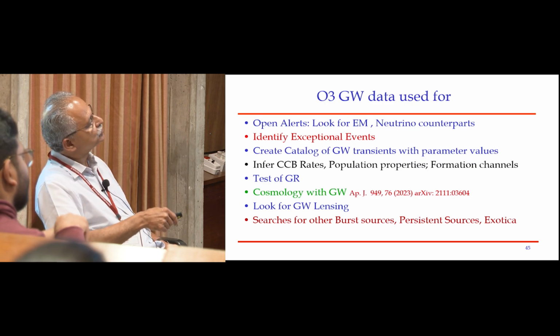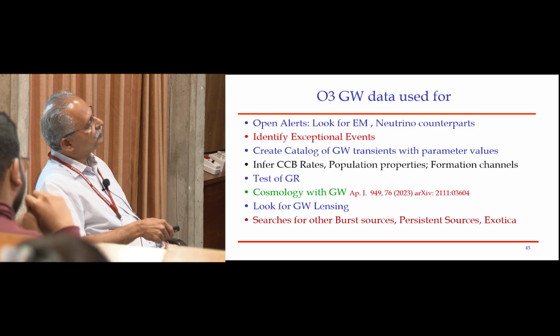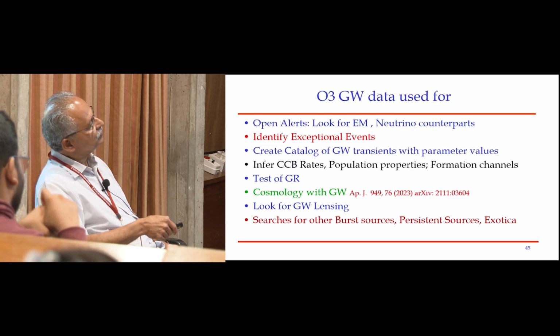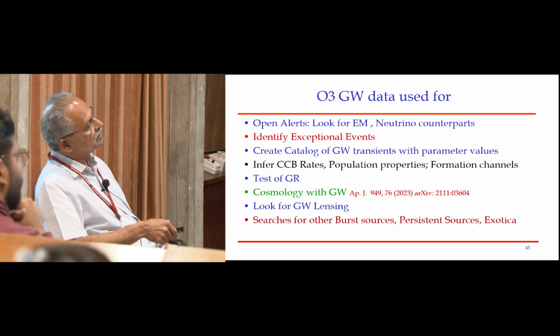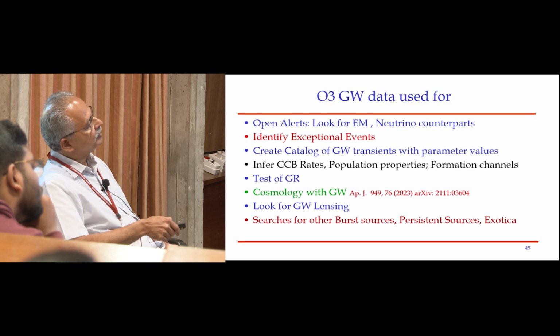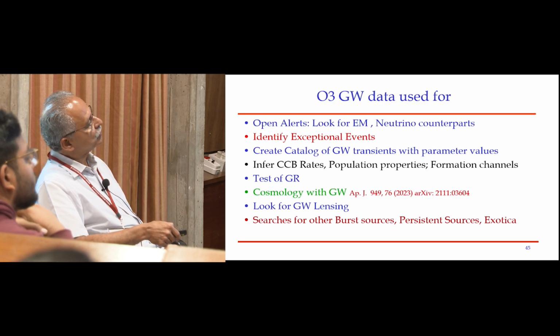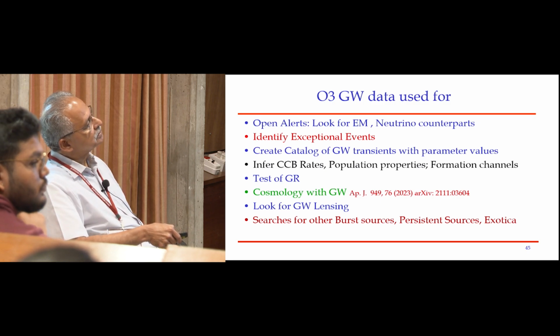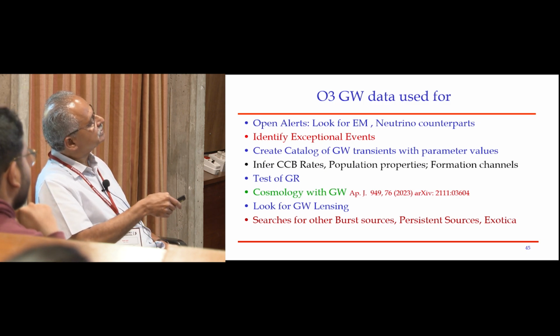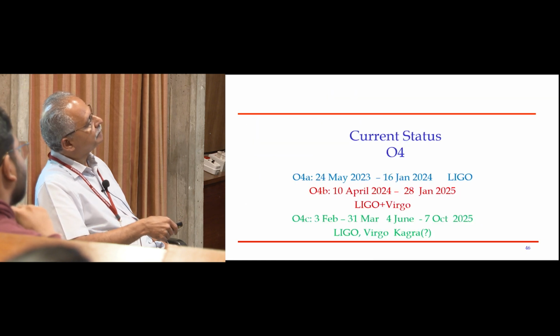And in addition to these coalescing compact binaries, we look for other kinds of sources. Supernova sources, which will be burst sources, and gravitational waves from fast radio bursts. If you have a pulsar, there can be a gravitational wave from that. These are called persistent sources. And we also look for whether there are some exotic sources which you don't know anything about. So all these things are done with the data.